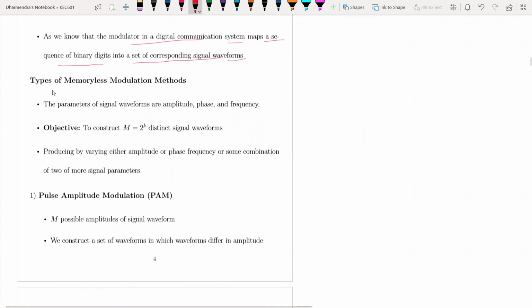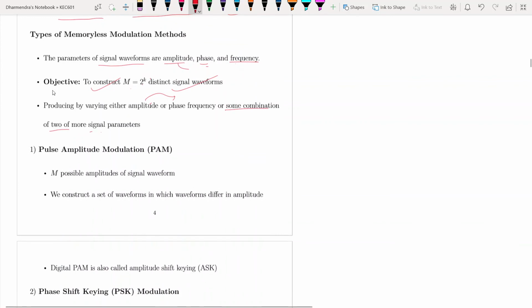Okay, you know this. Now what is the objective of a digital modulator? To construct M equal to 2 power k distinct signal waveforms. The parameters of a signal waveform are amplitude, frequency and phase. So these M signal waveforms can be constructed by varying either amplitude, phase, frequency, or some combination of two or more of these, like amplitude and phase varied together, which is also possible. Based upon this we can classify the memoryless modulation methods.